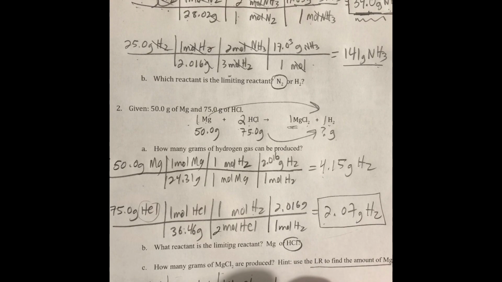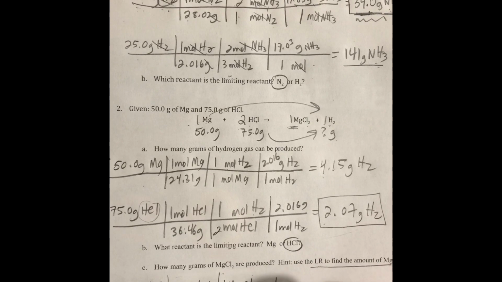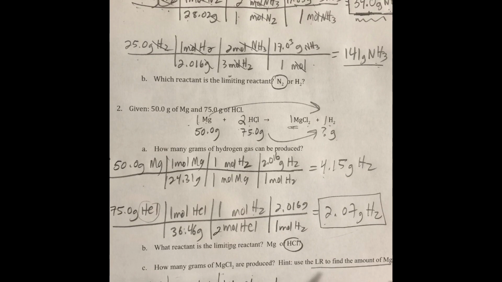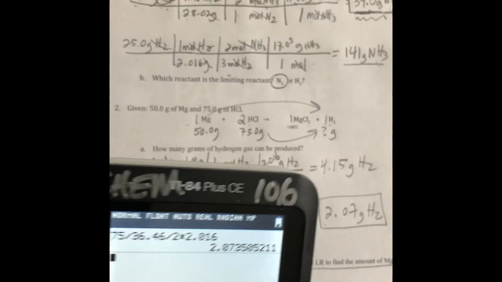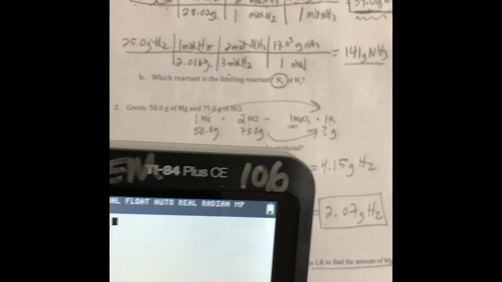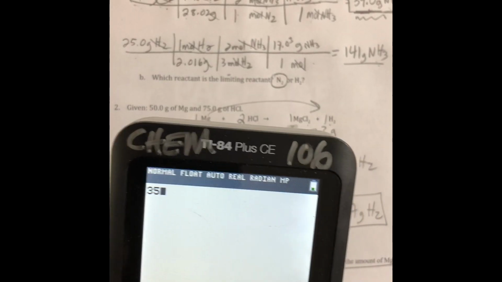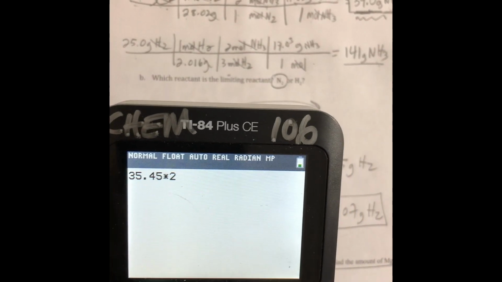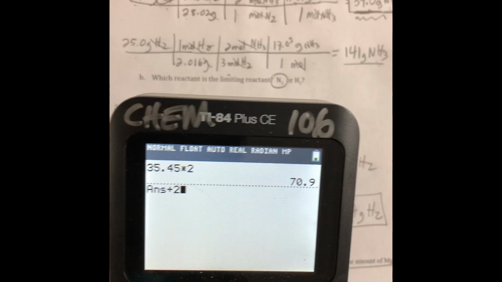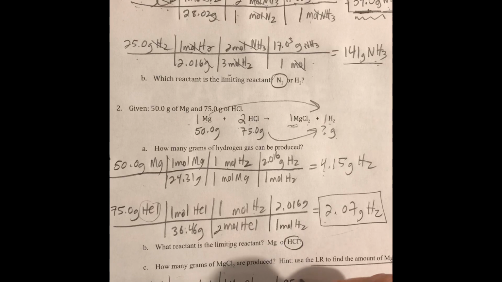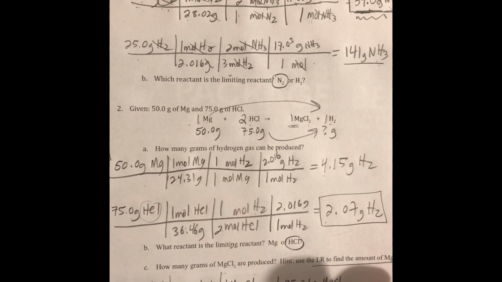And then, so 1 mole of MgCl2 has so many grams, and I've got to go to our calculator. 35.45 times 2, plus Mg is 24.31, and that equals 95.21. So 95.21 grams for MgCl2. I didn't have that one memorized, that's why I had to do that one.